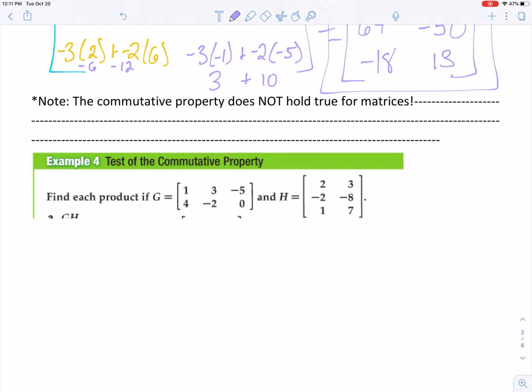All right, so when it came to addition, we didn't care what order you add things in. And with regular boring numbers, we don't care about the order of multiplication. However, with matrices, multiplication is going to matter. So let's try multiplying G times H. So I'll be doing this row by this column. So 1 times 2 is 2, plus 3 times negative 2 is negative 6, plus negative 5 times 1 is negative 5. First row, first column, so it gets to go there.